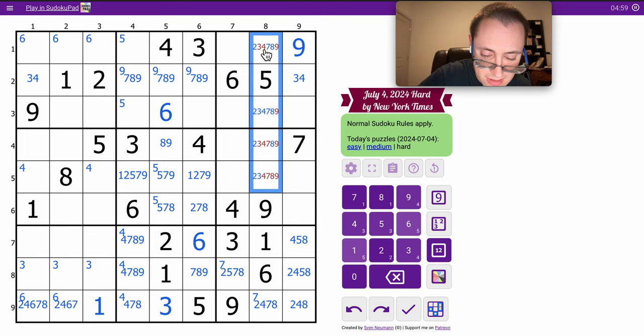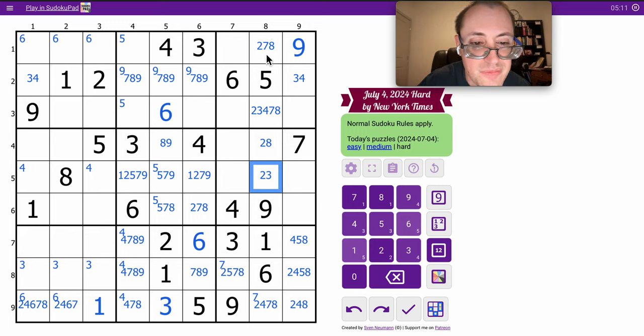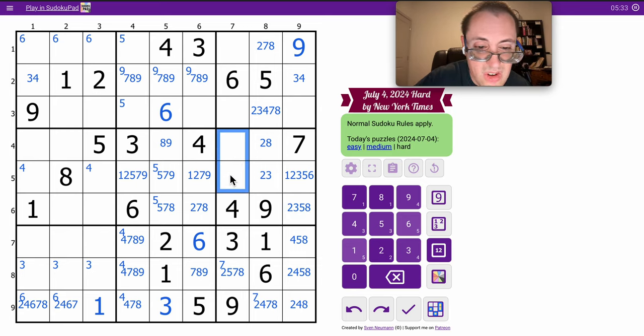1, 5, 6, 9 in column 8. Now, 3, 4, and 7 are out from this one. 4, 7, 8 are out from this one. Okay, so this isn't 4. And these aren't 4 by box. Now, this could still be a 4. Ugh. Four, seven, nine are done in box 6. Three, five, and six are out here. 6, 8, and 3 are out.